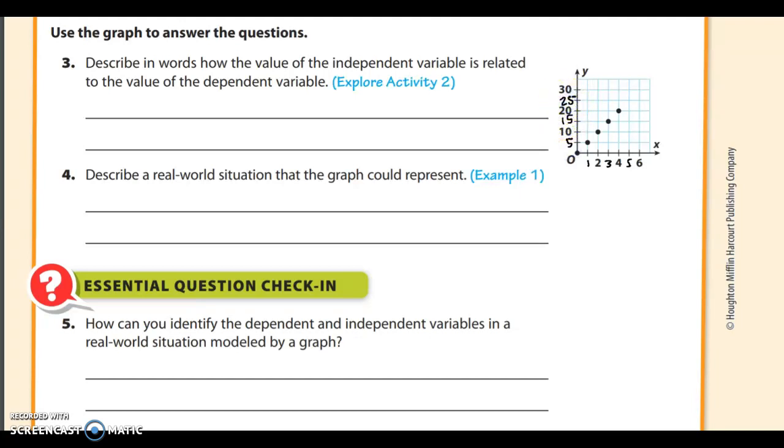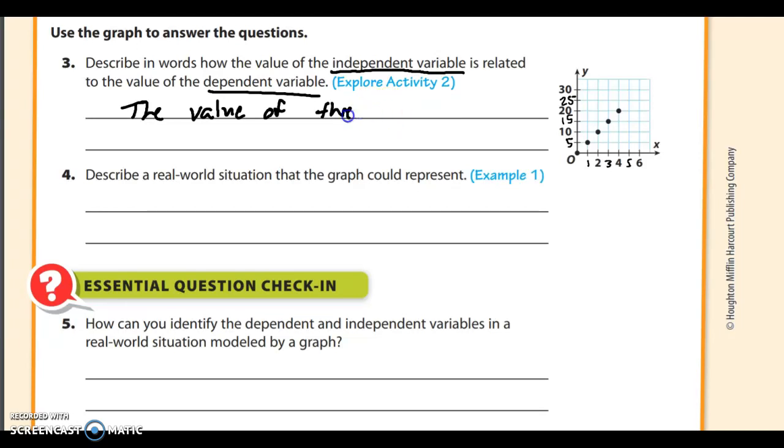So I go back to this and I start from the origin and I say if I go over 1, I go up 5. Over 2, up 10. So as we go up by 1 on the x, we go up by 5 on the y. And that's one way to say it. We're supposed to do the independent compared to the dependent. So we could say something like the value of the y values.